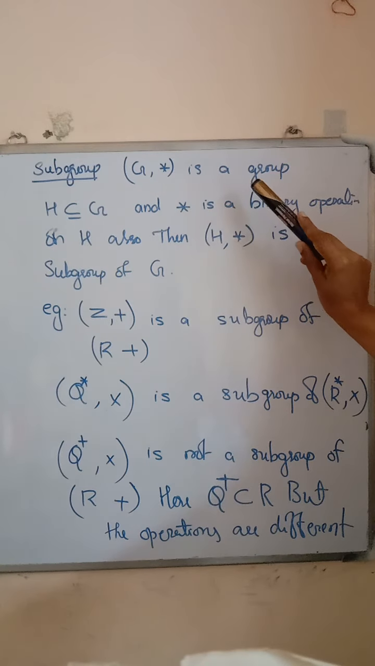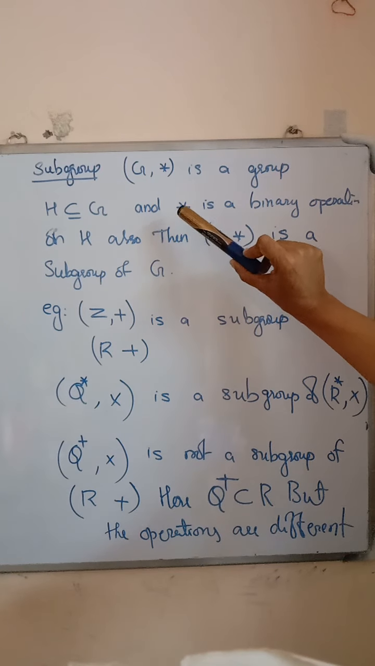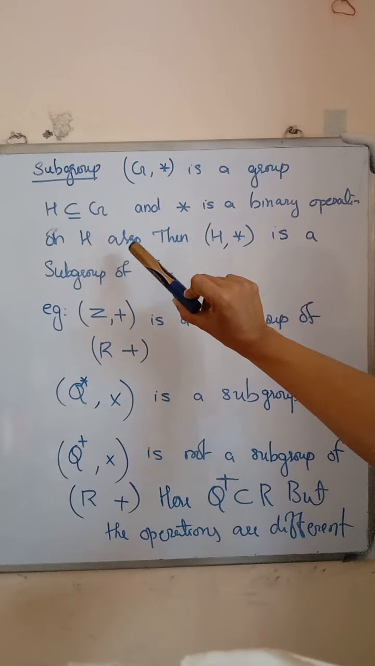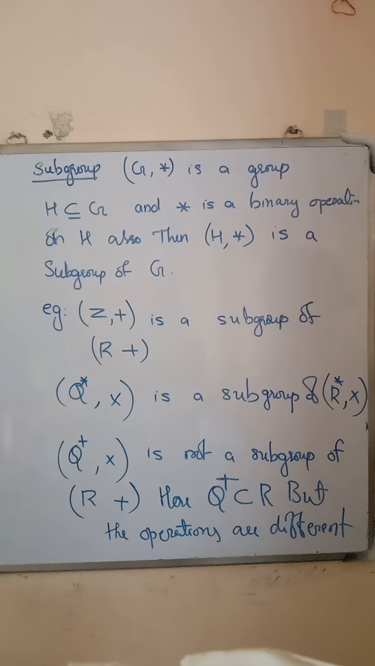(G, *) is a group and H is a subset of G, and * is a binary operation on H also. Then (H, *) is a subgroup of G. That is, if (H, *) is a subgroup, then (H, *) itself is a group. H is a subset of G, and the operations are the same for both H and G. Then (H, *) is a subgroup of G.